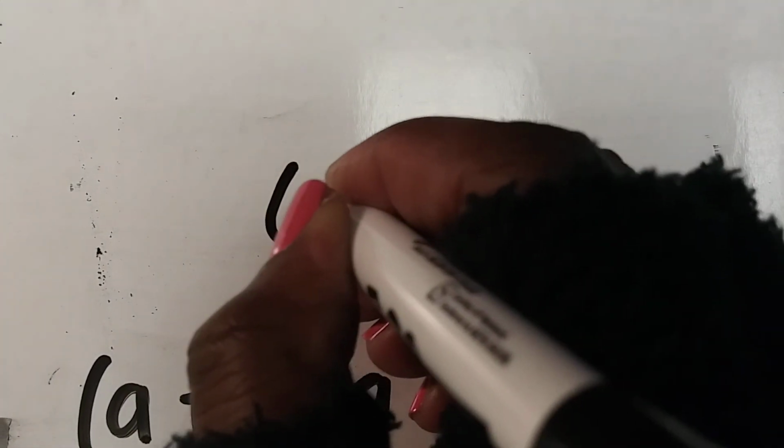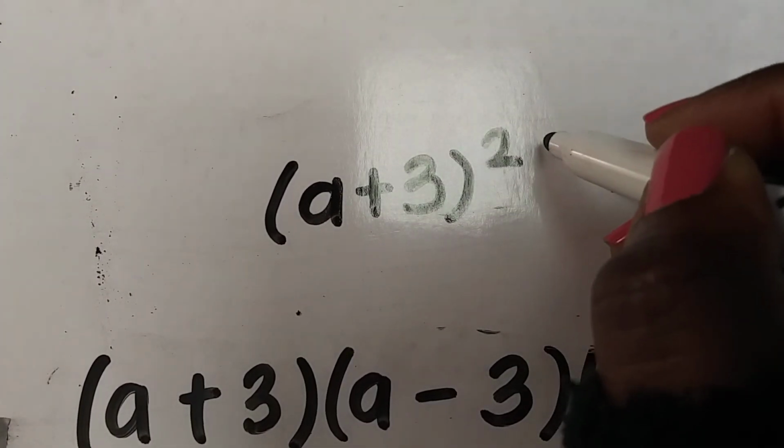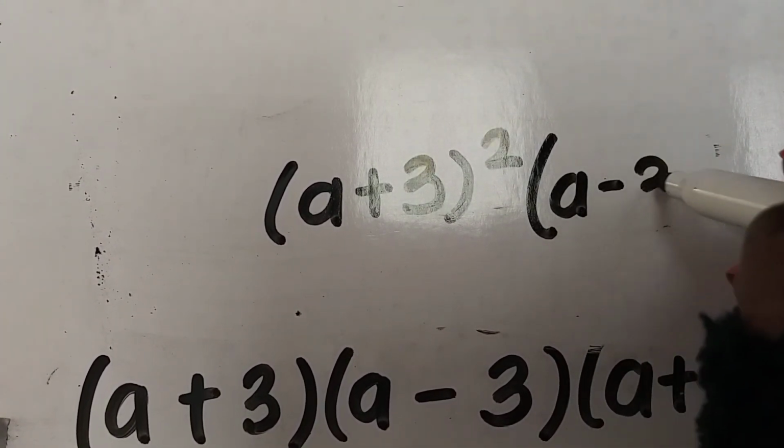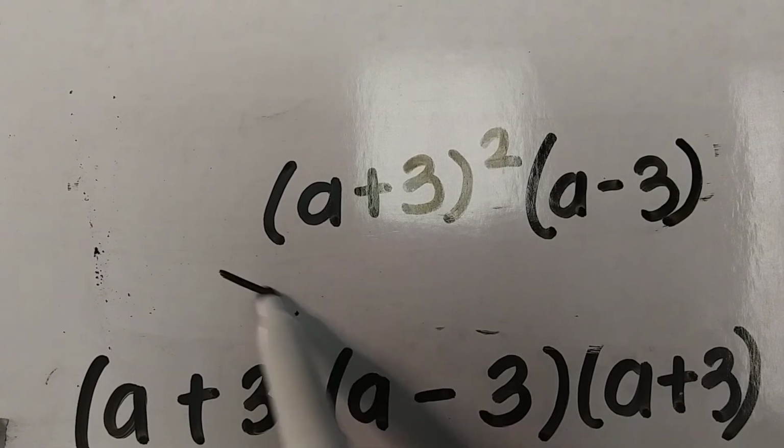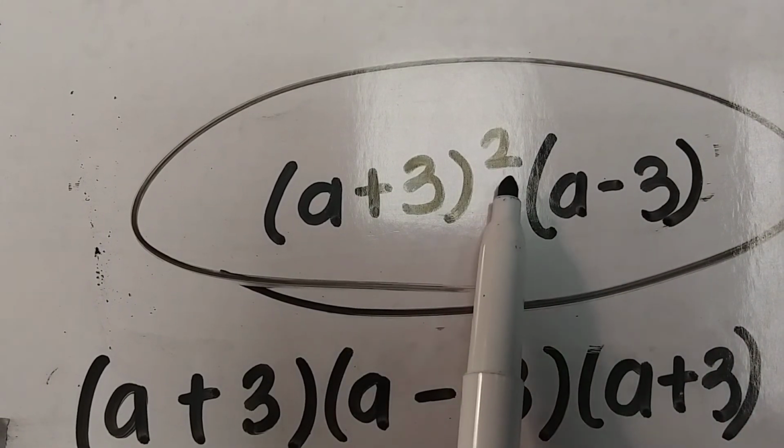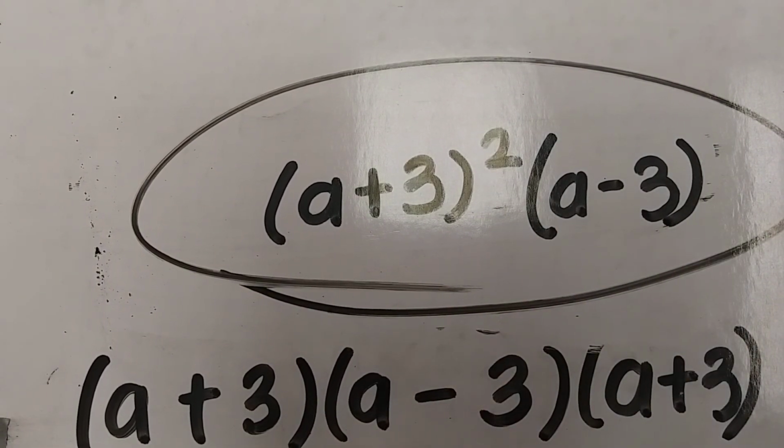I see a plus 3 twice. And then I see a minus 3. And if you notice, it's still in some type of standard form. I got the 2 and then the 1. It's in the standard form still. And that would be your final answer that you would type in.